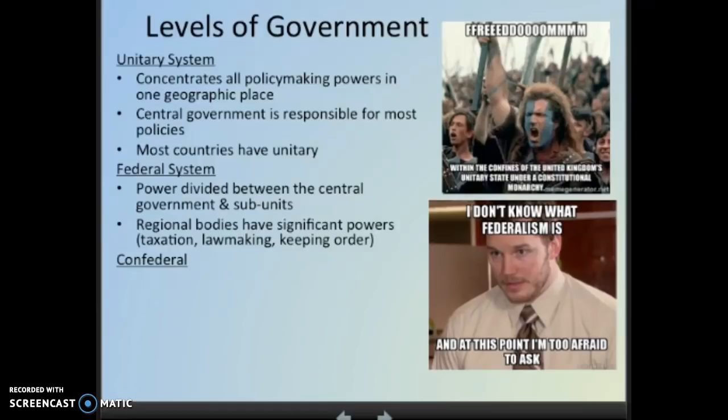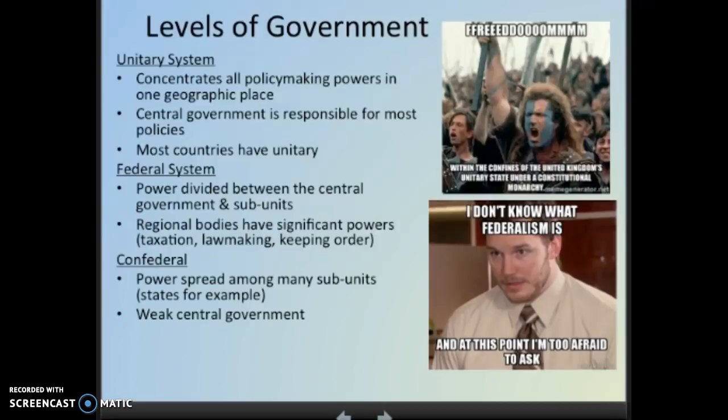Confederal, none of the countries that we study have these. We do study the EU, and when we go over the EU, that would be a confederal system because there's power spread amongst the subunits or the different states that are a part of the EU. Of course, under the Articles of Confederation, the United States was operating under a confederal system where you had a weak central government.